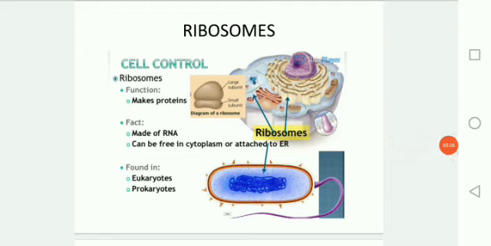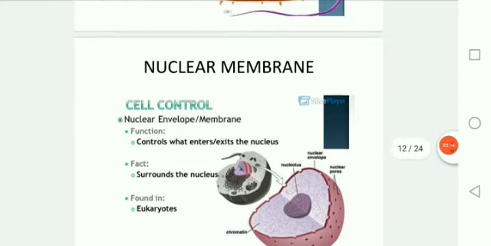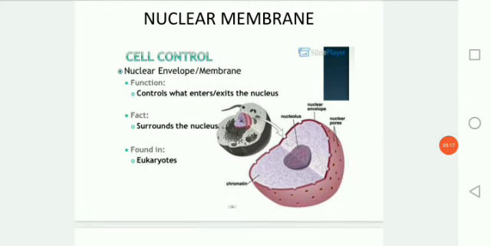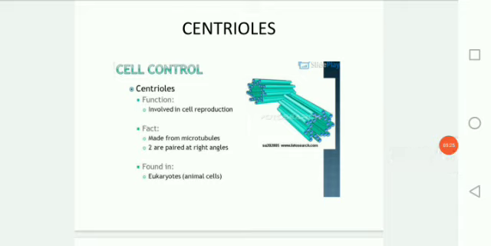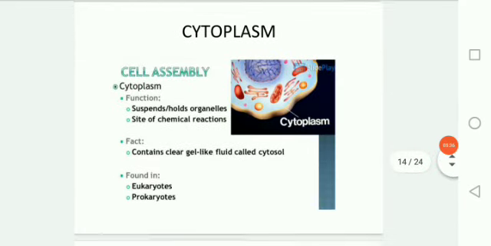Then we have ribosomes that make proteins. They are made up of RNA and can be free in the cytoplasm or attached to the endoplasmic reticulum, found in both eukaryotes and prokaryotes. Then we have the nuclear membrane. It controls what enters and exits the nucleus, surrounds the nucleus, and is found in eukaryotes. We have the centrioles, which are involved in cell division. They are made up of microtubules, two paired at right angles to each other, and found in eukaryotic animal cells.